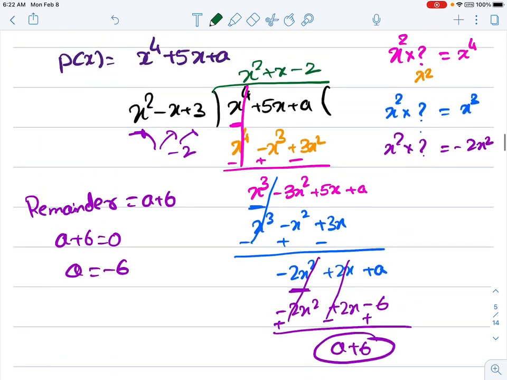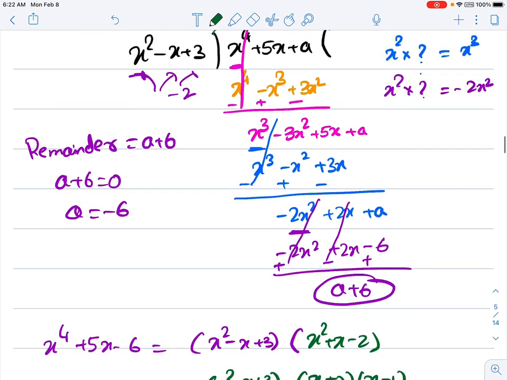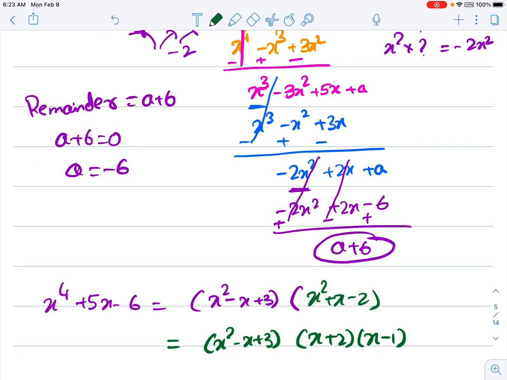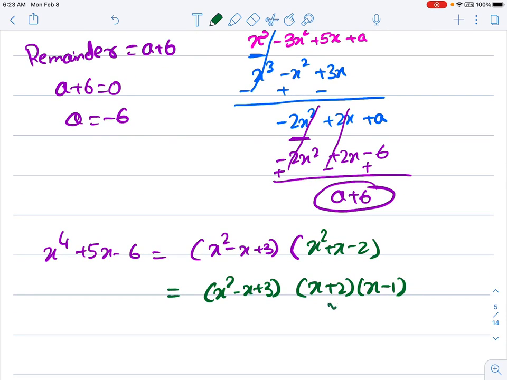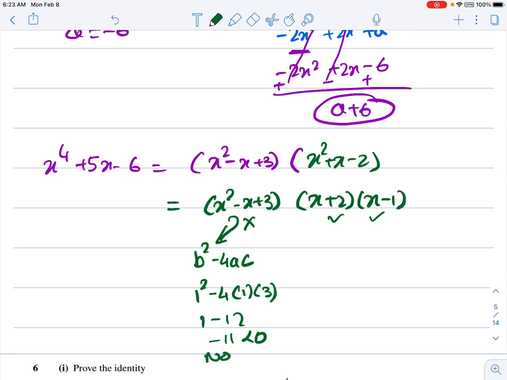This is the answer. Now hence state the number of real roots of this equation, justify your answer. So how many real roots are there, and justify your answer. We can see these are the two real roots. This cannot be further factorized, or we can try to do that. For this one I find b squared minus 4ac. So 1 squared minus 4 times 1 times 3, which is 1 minus 12, which is minus 11, which is less than 0. So no real roots for this part, but over here I have two real roots.